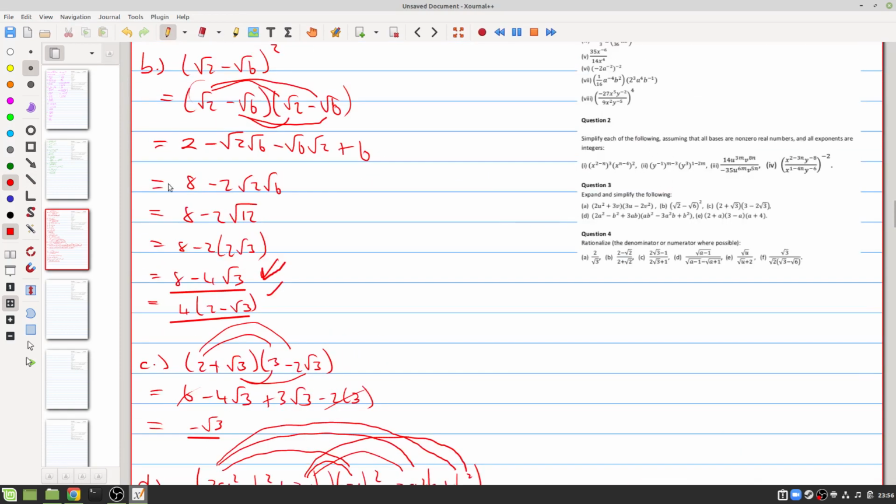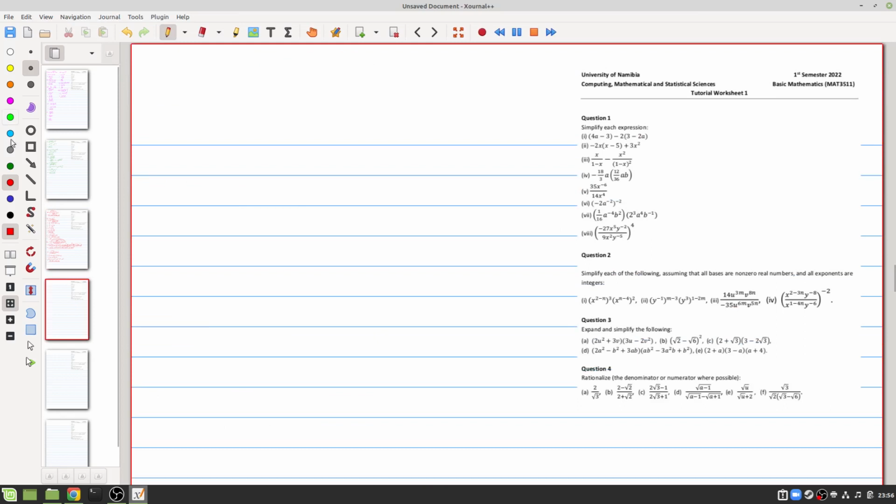Okay, so that was question 3. Then question 4. So what do we have to do here? Rationalize the denominator or numerator where possible. Okay, so we've got 2 over square root 3. Rationalizing it means the denominator has to be rationalized, so we cannot have an irrational denominator. So what can we do?